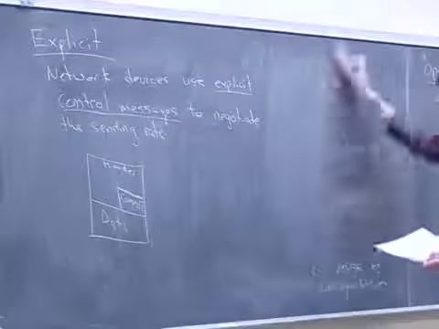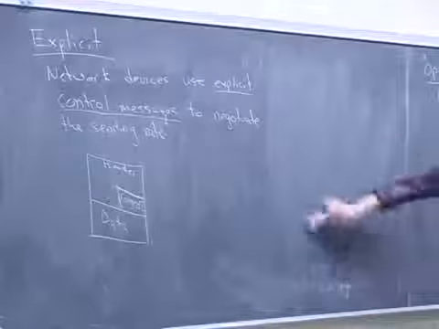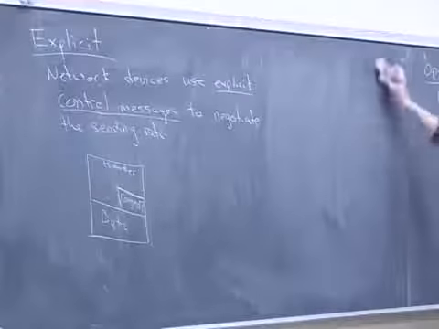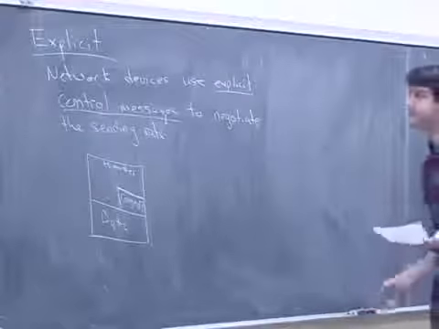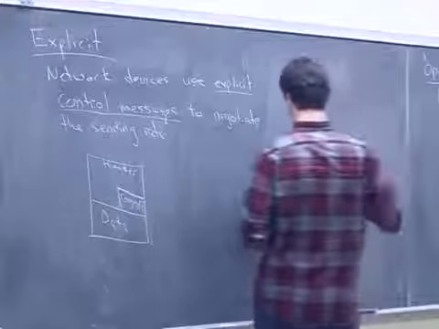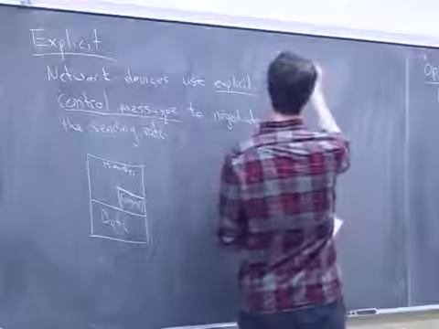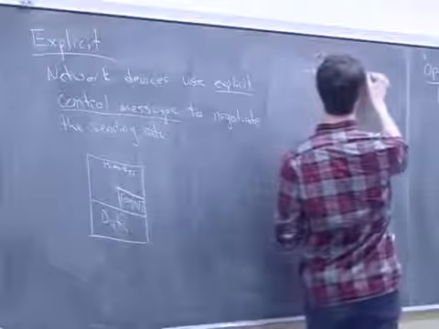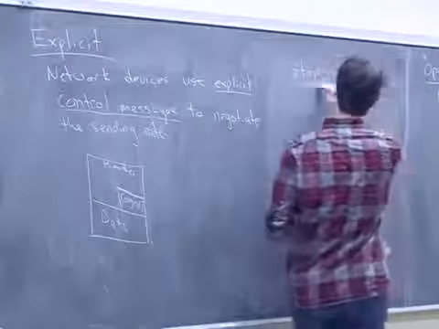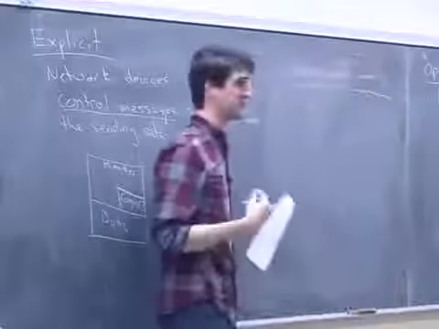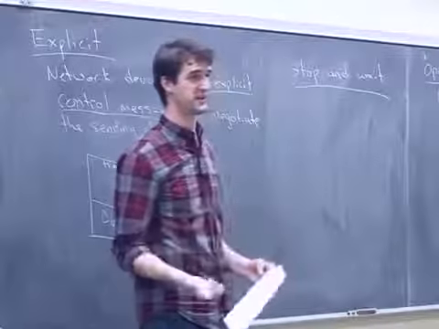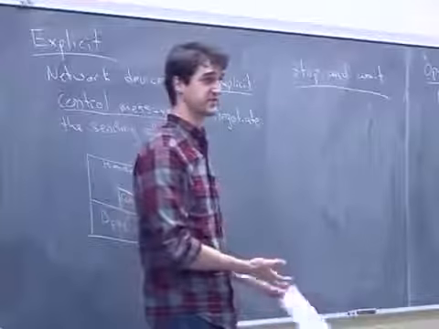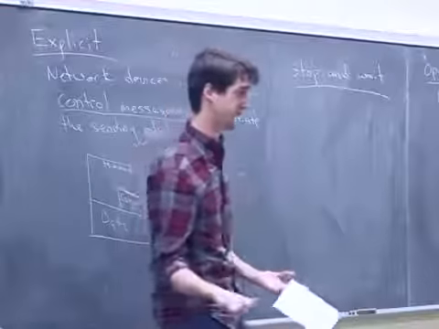Let me give you a couple examples of protocols that are explicit feedback protocols. So the first one's called stop and wait. And this is one of the simplest flow control protocols because all you do is you send a packet, you stop, you wait until you receive an acknowledgement, and then you send another one.